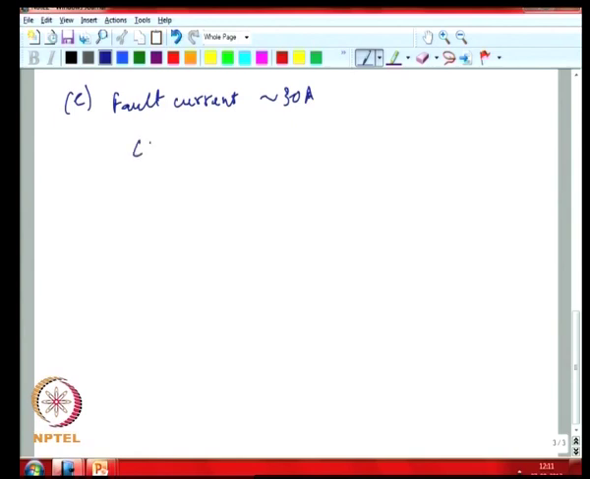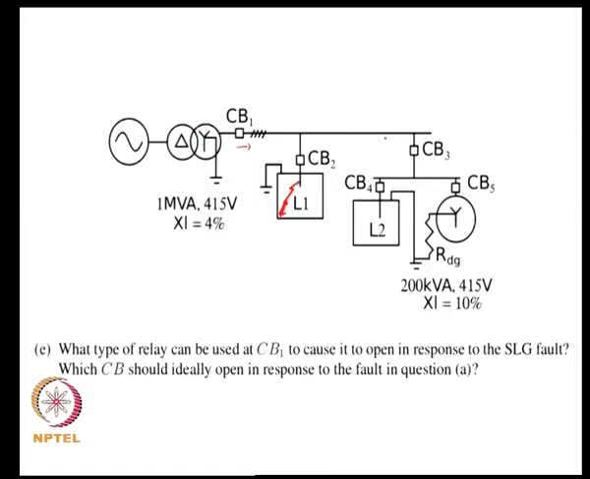and if you look at the rating of CB1, it is 1 MVA divided by root 3 into 415. So, you are talking of something of the order of 1400 amps. So, it would definitely not trip under overcurrent. So, if you want to trip in such a situation, you would need a device which actually measures residual currents and trips in response to that. So, if you look at the ideal situation, it may not be that CB1 has to open in response to a fault in load 1.